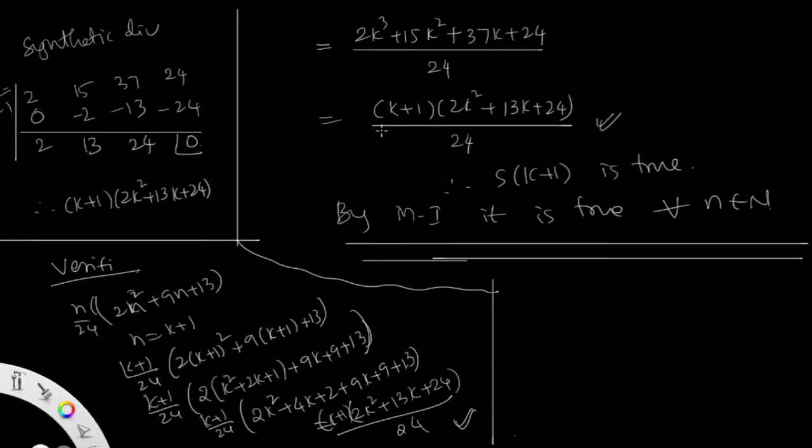This is in terms of k: 2n squared plus 9n plus 13. Put n equal to k plus 1. K plus 1 by 24, 2 into k plus 1 whole square, 9 into k plus 1 plus 13. Simplify, then you get both answers the same. Therefore, S of k plus 1 is true. By mathematical induction, it is true for all n belongs to N.